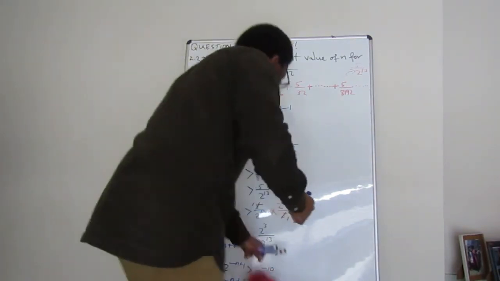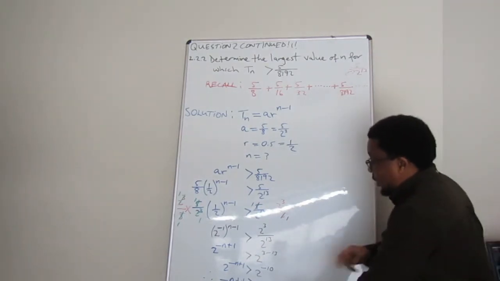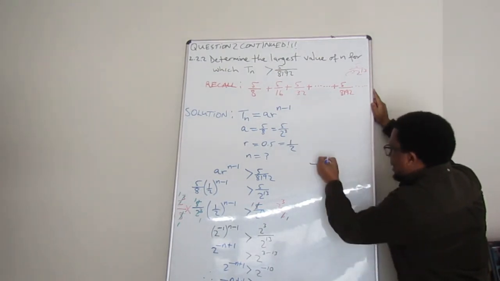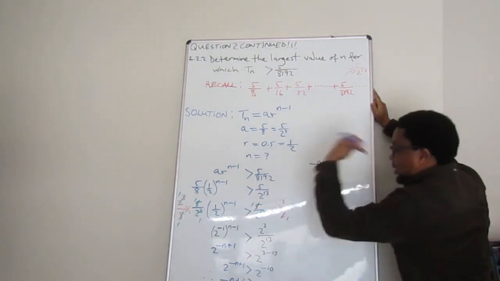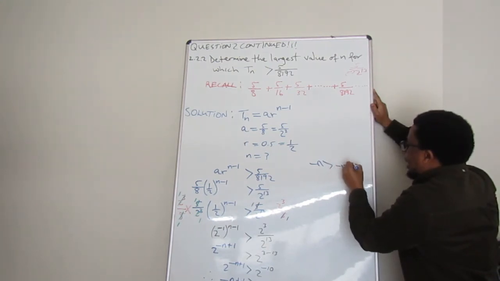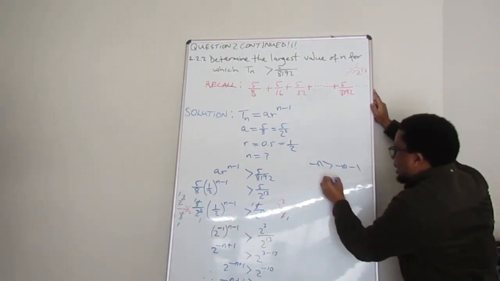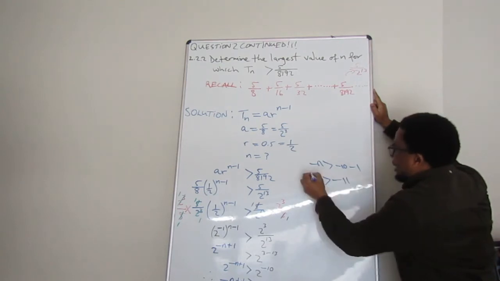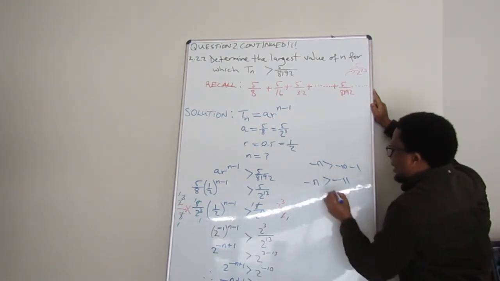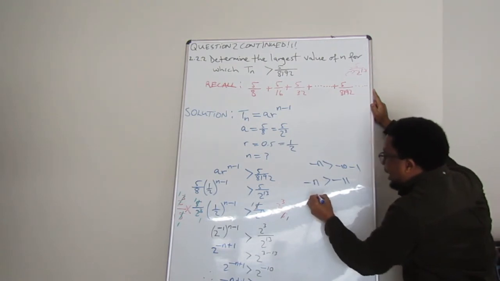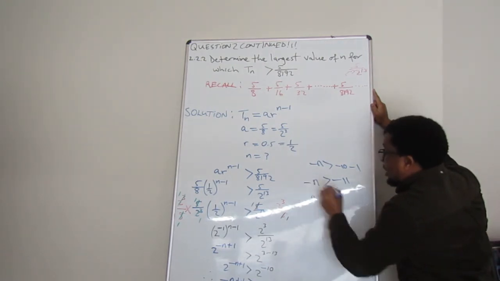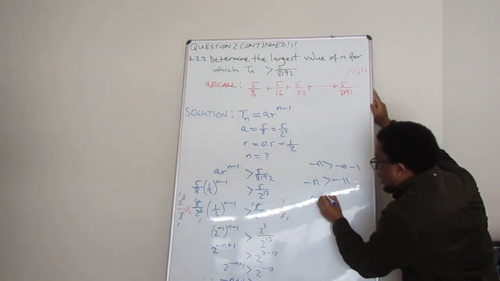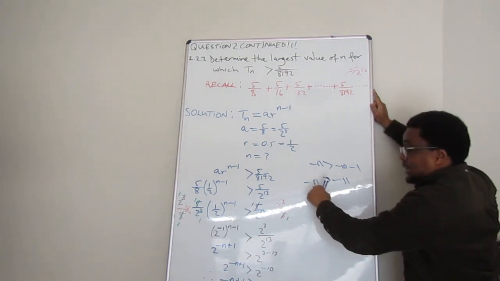Let's finish it on the side here. Therefore, this will be negative n greater than, take positive 1 to the other side, minus 10 minus 1, which gives me minus 11. Then I'm left here with minus n. If I divide or multiply by negative 1, this will be positive n. Then I'll be forced to change the sign to less than, because I am changing the sign here.